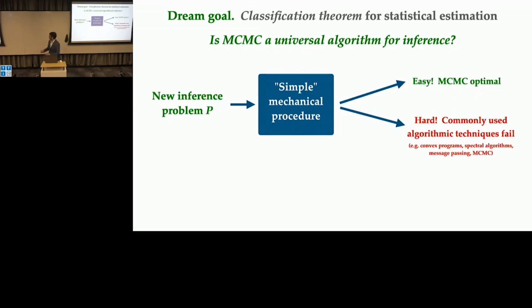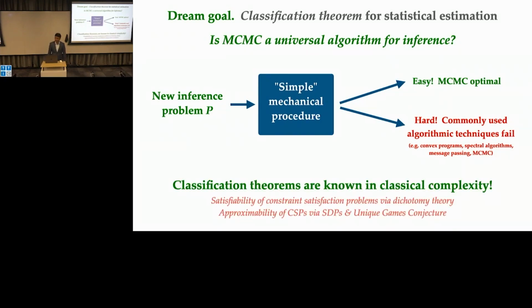And now once we carry out this procedure, it should tell us one of two things. It should either tell us that the inference problem is easy, and then the theorem should tell us that it's easy because you could have done the Markov chain and it's an optimal algorithm. Or this procedure tells us that the problem is hard, and the theorem should tell us that a lot of commonly used algorithmic techniques fail. And this is inspired by certain analogous theorems that are known in classical complexity, such as the dichotomy theorem for CSPs or the uniqueness conjecture.